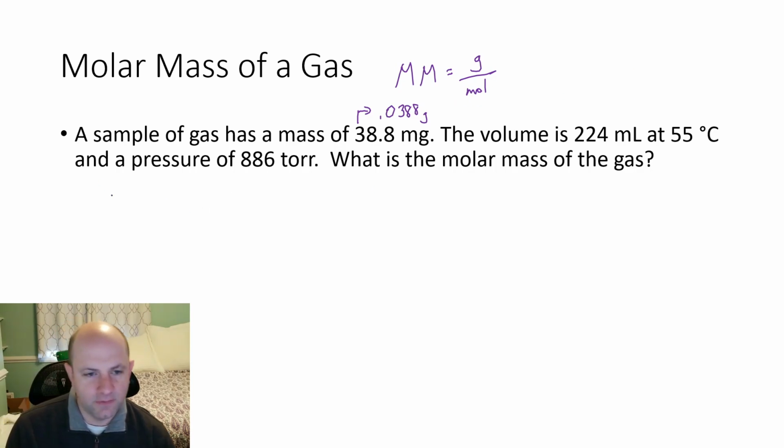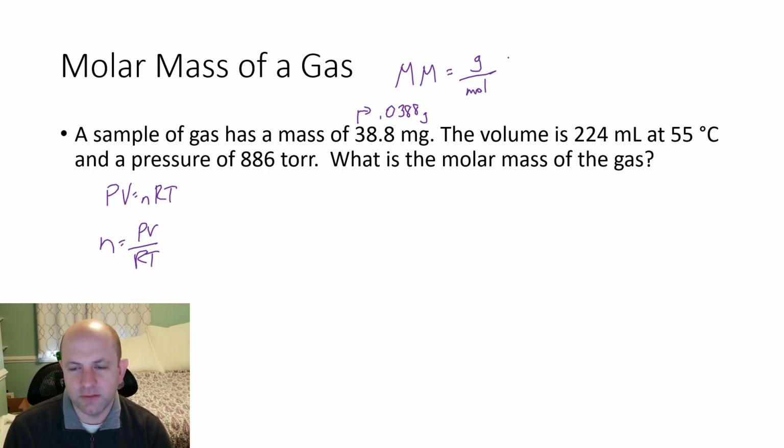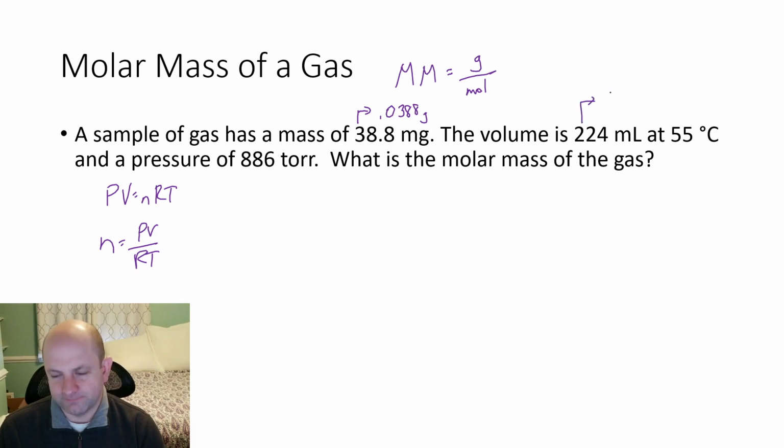So if I have PV equals nRT, well, that means n is going to be PV over RT. So if I just plug these in, I can get n, and then I can plug n in right there. The trick is, again, it has to match R. So I look, do I have liters? No, I don't. I got to make this liters by dividing by 1,000. So that'll be 0.224 liters.